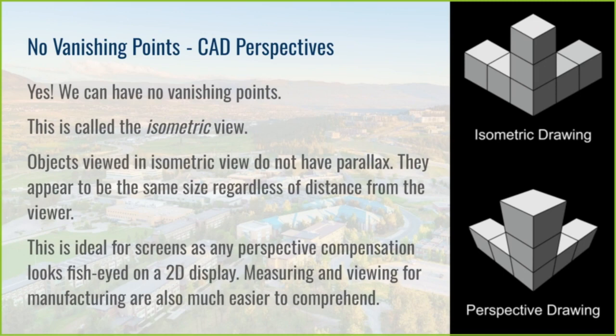So in CAD, it's called isometric, or the isometric view, iso meaning equal, metric meaning measurement. And so the top one is an example of an isometric drawing where in CAD there's no vanishing points. Those lines will continue infinitely in their direction. They will never converge. They'll never diverge. They will always go in the direction that they're going.